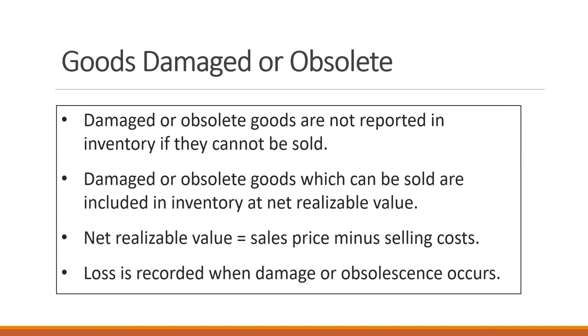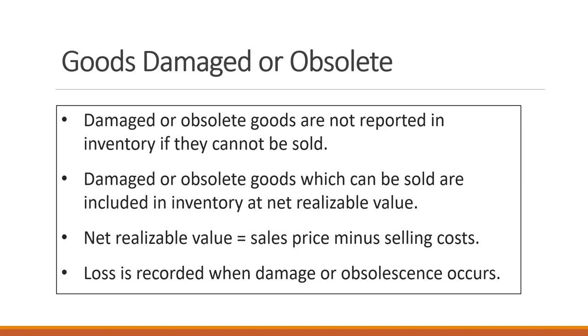Then we have damaged or obsolete goods. We don't report things in our inventory if they cannot be sold. Anything that can be sold is included in our inventory at its net realizable value. The net realizable value is our sales price minus our selling costs. Then we record a loss when the damage or the obsolescence occurs. So if we have to get rid of inventory because it has been damaged or spoiled in some way, we would record a loss for our inventory.